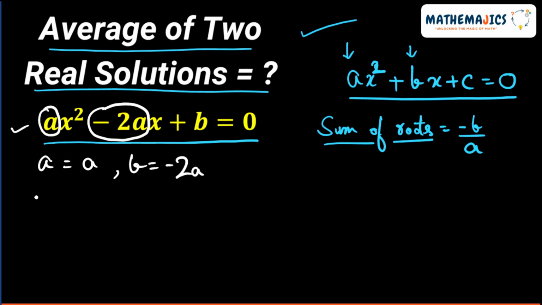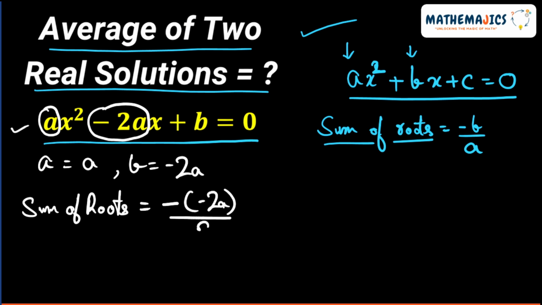Now what will be the sum of roots? Sum of roots will be negative b by a, negative 2a over a, correct? Now a and a can be cancelled. Sum of roots will turn out to be 2. Now what will be the average?